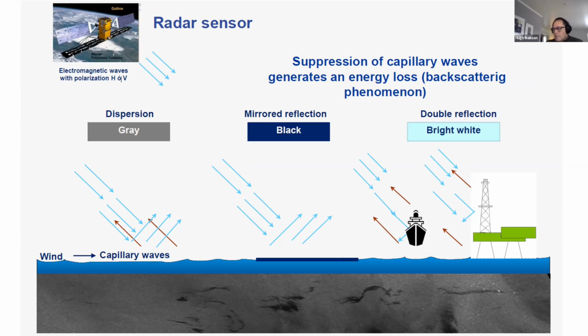The best reflection you will get is from vessels or installations where you have a double reflection. So you see an example on the right here, and targets here will really light up, and you see the white dots in the image down to the right here.